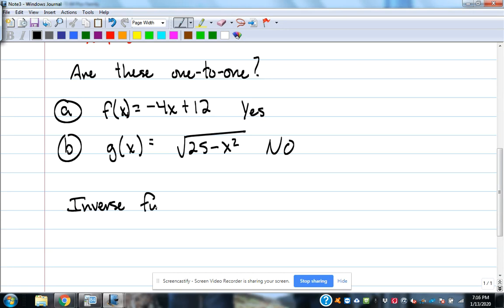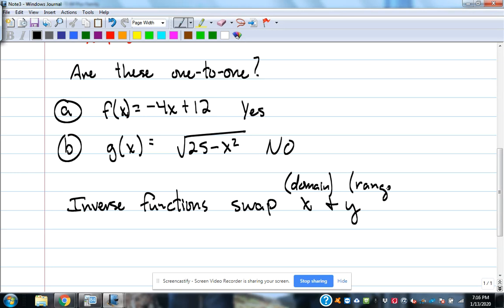Inverse functions swap x and y. Remember, x is the domain and y is the range.